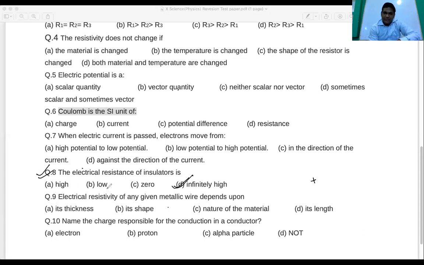Okay, now the ninth question is: electrical resistivity of any metallic wire depends on. Once again they are asking what the electrical resistivity of any metallic wire depends on. The nature of the material. Exactly true, the nature of the material.